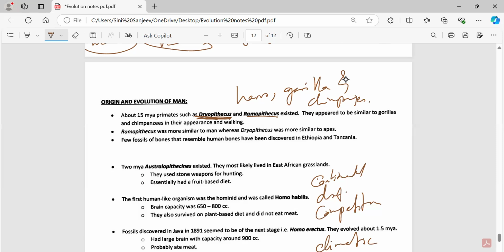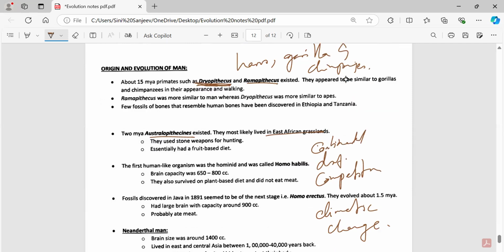Then came the man-like primates after this stage, so height and everything was different. Okay, the bones also changed a little bit. Then came the third one, which is called the Australopithecus. Australopithecus means the East African grasslands; they lived over there. Okay, they invented certain stone weapons. They used to go for hunting, and they also consumed fruits as food.